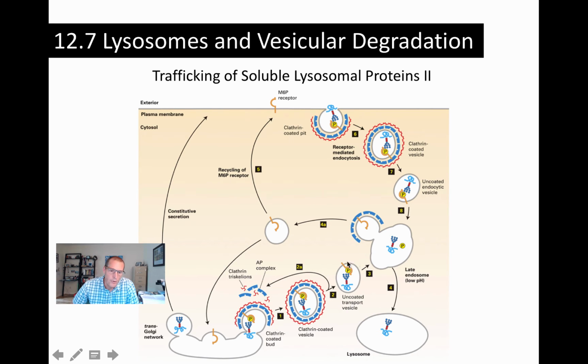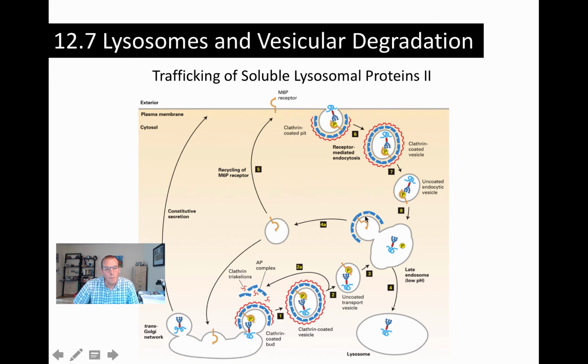So we're left with an uncoated transport vesicle, and that associates and fuses with a late endosome with a low pH. And the low pH, again, as we've mentioned before, causes the mannose-6-phosphate receptor to let go of the mannose-6-phosphate on the lysosomal protein. So that's dissociation of the receptor and the mannose-6-phosphate on the lysosomal protein. And then that means we can end up with the mature lysosomal protein in a lysosome.